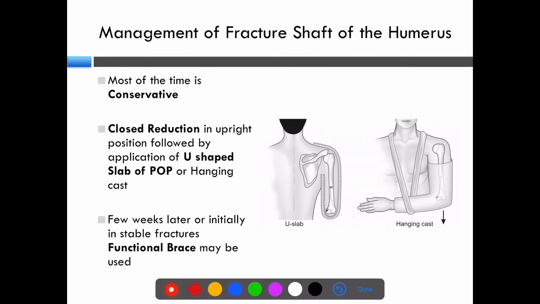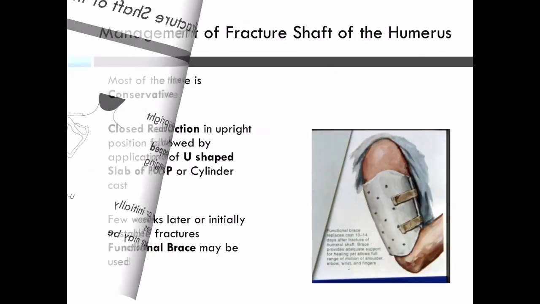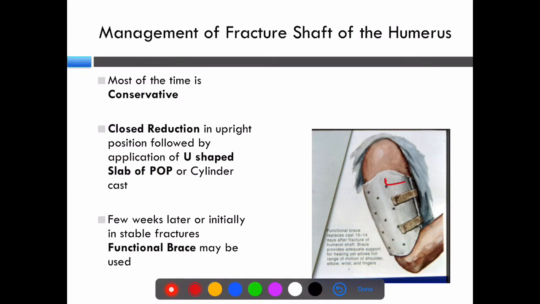Most of the time, closed reduction is successful. It is done by a U-shaped slab or a hanging cast. This is a U-shaped slab, as you can see, U slab, or this is the hanging cast. The principle of hanging cast is that the reduction is maintained with the help of gravity. That's why it is called hanging cast. A few weeks later, when the initial stability of the fracture is achieved, we apply a functional brace. This is the functional brace. Then give mobilization to the shoulder and elbow.